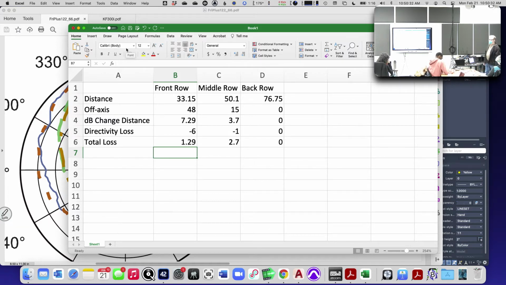We can talk about line arrays maybe in a couple of days. Once we get the concept of point source locked in our head, then we can get into what the line array does. But it does something very different.